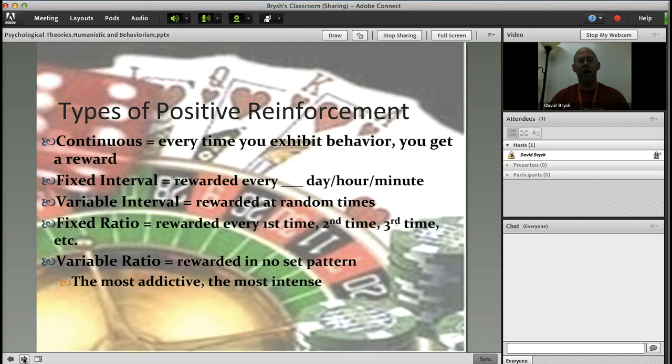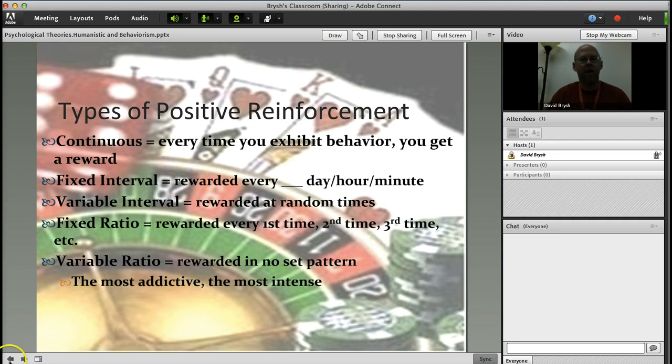You have no idea. You might be superstitious and think you have an idea, but you really have no idea when you're going to get rewarded, when you're going to hit the big one, when you're going to get 21, when you're going to have a full house. You know what I mean? So mathematically, there's no pattern to it. And because there's no pattern, people think that this next time I'm going to get it, right?